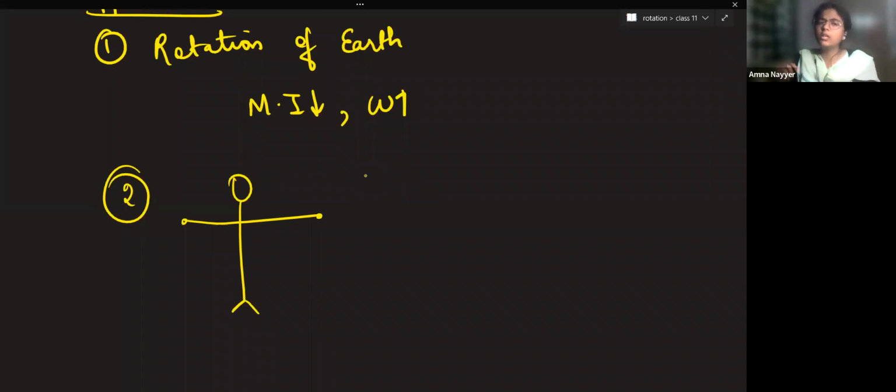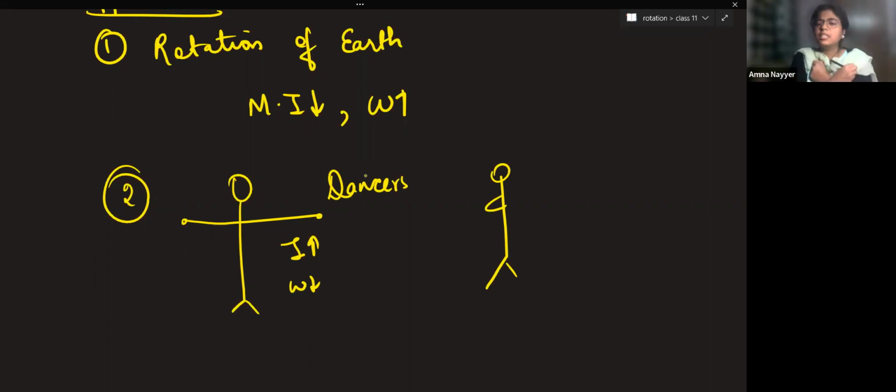You can even notice this when you are spinning, spin like this and spin like this. Here you will be able to spin faster because the moment of inertia has decreased. In the case of dancers, with arms out, I is more, so omega is less. But as soon as they bring their arms near their body, the moment of inertia decreases, so angular velocity will increase. If they have to increase their angular velocity, they bring their arms closer like this.